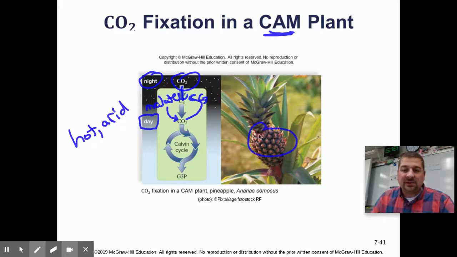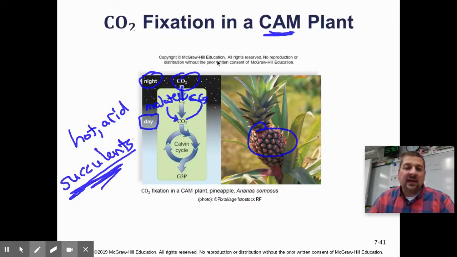climates. The example they're showing there is pineapple. A lot of you are into raising succulents. A lot of the plants that we consider succulents would go through CAM photosynthesis. And actually some very common plants as well, like tulips, for example, can do CAM, Crassulacean acid metabolism as well.